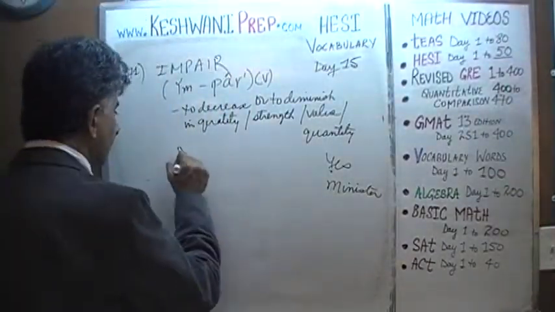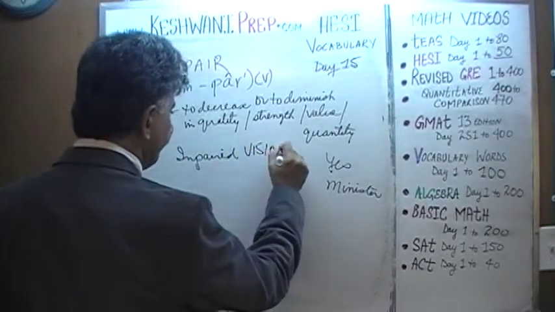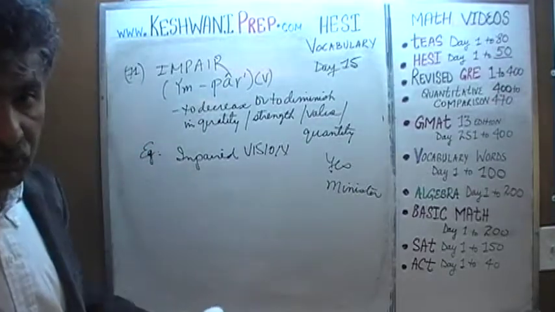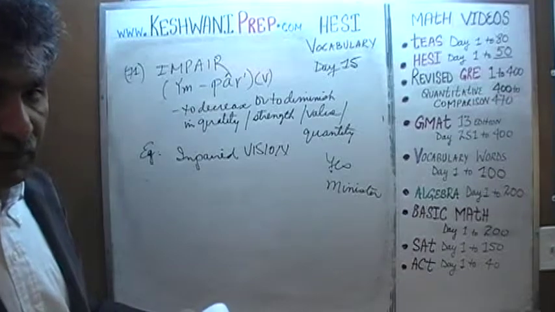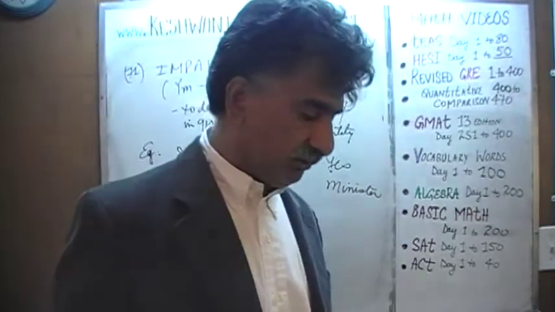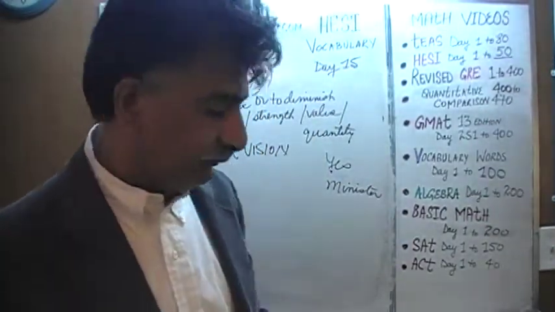Sometimes we hear of people having impaired vision. If one has impaired vision, that means one cannot see as well. Their sight has been compromised. Their sight is not as strong, not as good as it used to be, or what is considered to be average or normal.